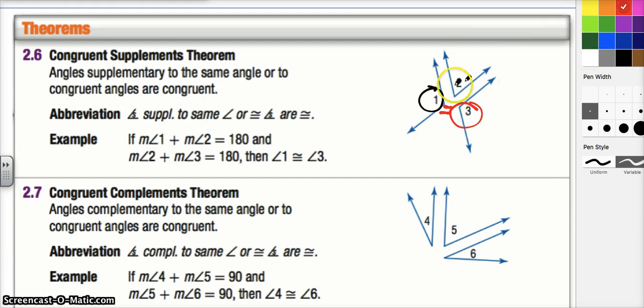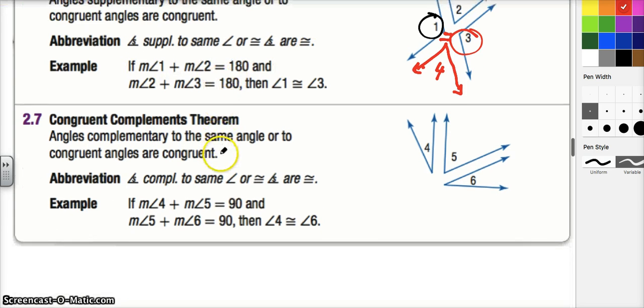So what that means is if I'm supplementary to angle 2, and then I know for a fact that angle 4 also equals angle 2, and then 3 is supplementary to angle 4, then these are congruent. I'm supplementary to 2, 3 is supplementary to 4. We can then talk about our equality as well. And I like that here they gave us an abbreviation. This reads: angles supplementary to the same angle or congruent angles are congruent. All right, and they give us a little example here. Let's look at this next one.